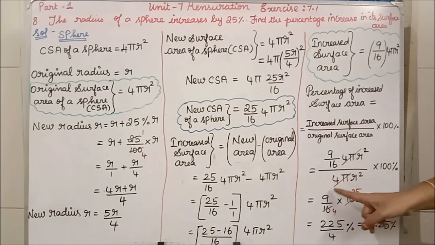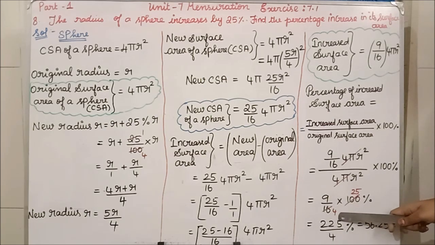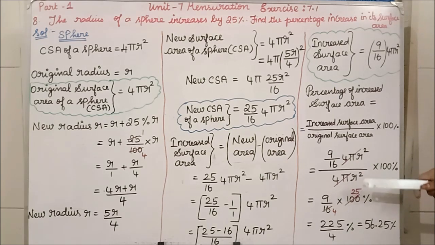4 pi r square, 4 pi r square we are cancelling. 9 by 16 into 100. So 16 and 100 I am cancelling in the 4 table. So I am getting 4. In the numerator I am getting 25. So 9 into 25 if you multiply, I am getting 225 divided by 4. Since we are having the denominator 4, I am writing it as a percentage.